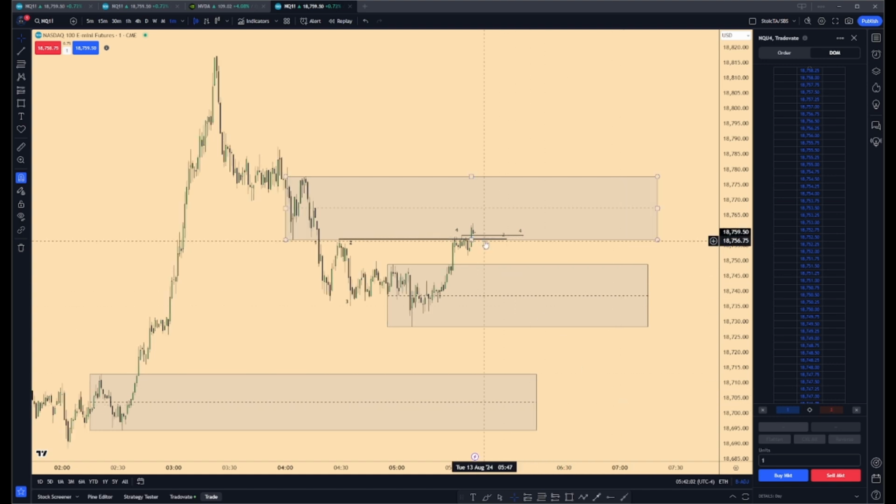If we close below 2, I'll also take the trade. That will also be counted as a reversal for me. So just patience here, waiting for the confirmation. If there's no confirmation, we don't take the trade. It is really that simple.